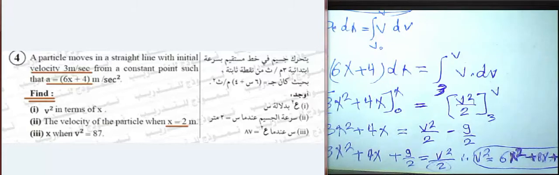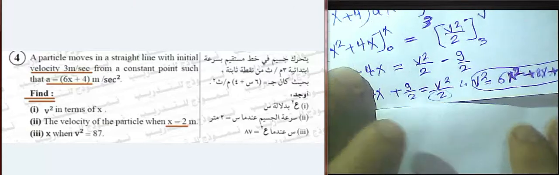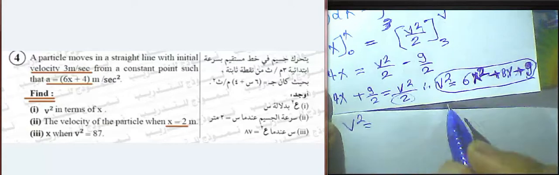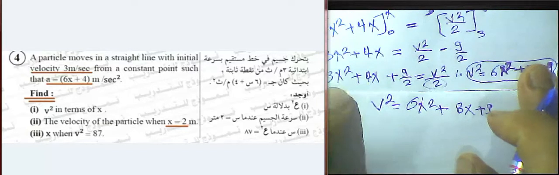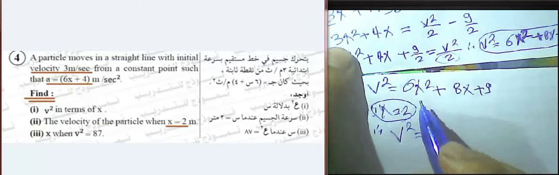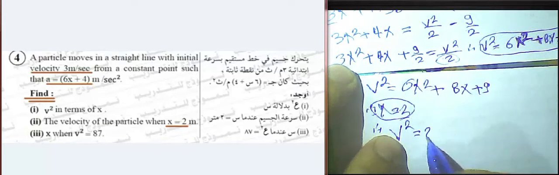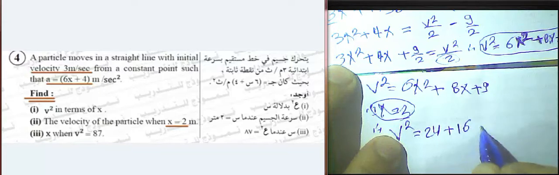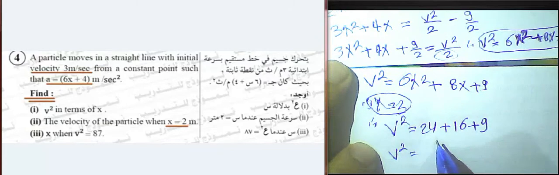Okay, another example. We want to find the velocity of vertical when x equals 2 meters. So in this equation we can complete here v square equals 6x power 2 plus 8x plus 9. We can find the result by substituting x equals 2. Then v square equals 6 multiply x power 2. X was 2, 2 power 2 equals 4, 4 times 6 equals 24, plus 2 multiply 8 equals 16, plus 9. So v square equals, the result will be what?